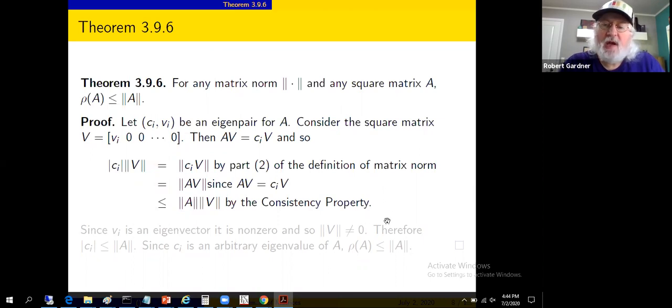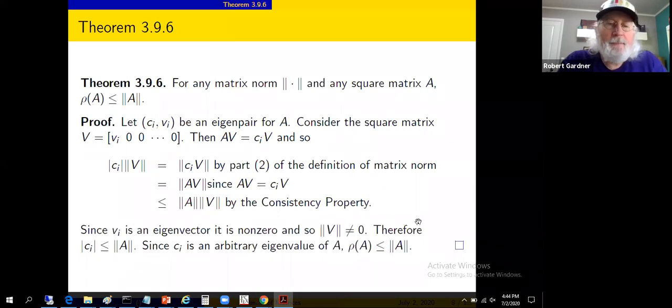We just got this norm of v stuff in the way, and we can divide that out as long as it isn't zero. v_i was an eigenvector of matrix A. By definition, eigenvectors are non-zero. So v_i is a non-zero vector, so the first column of matrix V is not all zeros, V is not the zero matrix, and the norm of V is not zero. So we can divide the norm of V out. That leaves us with the modulus of c_i is less than or equal to the matrix norm of A. c_i was an arbitrary eigenvalue of matrix A, so all eigenvalues of A satisfy this inequality.